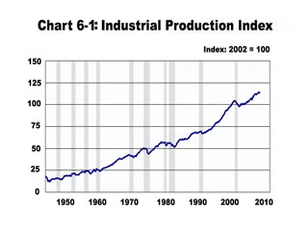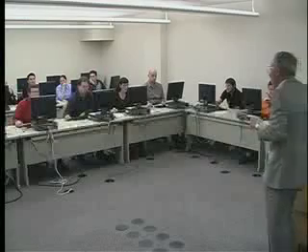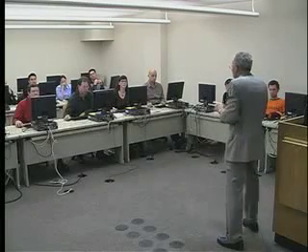By the way, what's the difference between the GDP and industrial production? Industrial production is only about a third of the economy. Only about a third. It's mining, manufacturing, public utilities.